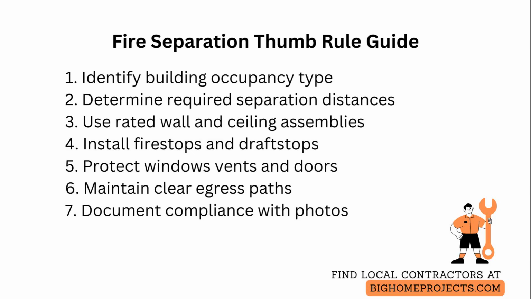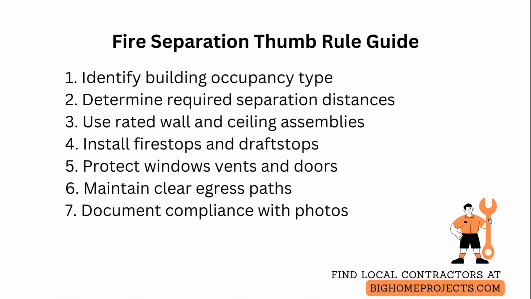Where distance is limited, use fire-rated wall and ceiling assemblies rated for the appropriate time period, such as 1 hour or 2 hours, and ensure they extend continuously through floors and roof lines to form a true fire barrier. Install firestops and draftstops at framing penetrations and concealed spaces to stop flame and hot gas migration, and detail these at junctions using compatible rated materials.